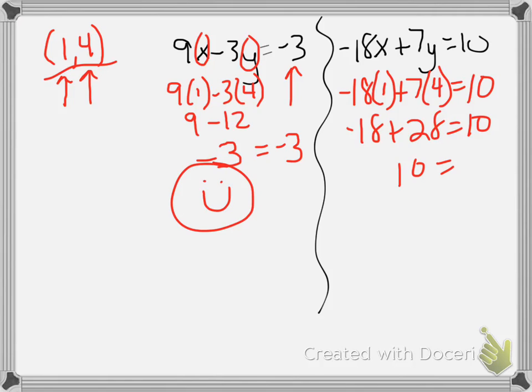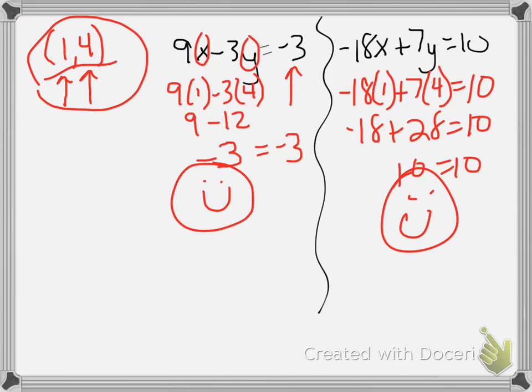And I can see that it does. So that means that for sure, I know I'm right. I don't need an answer key. If that point works for both equations, then it's a guarantee it's right.